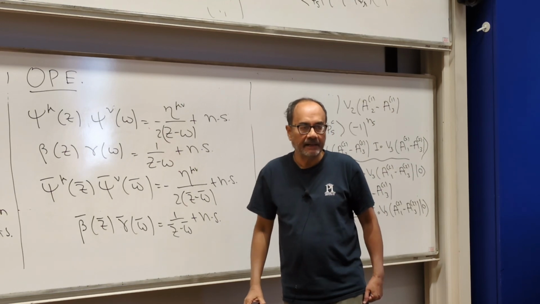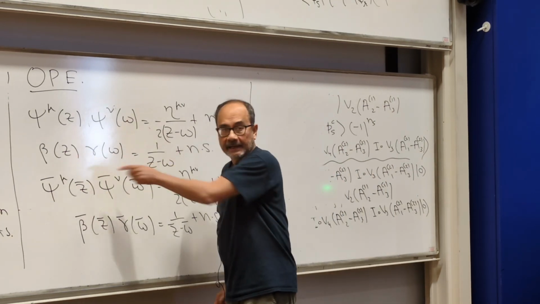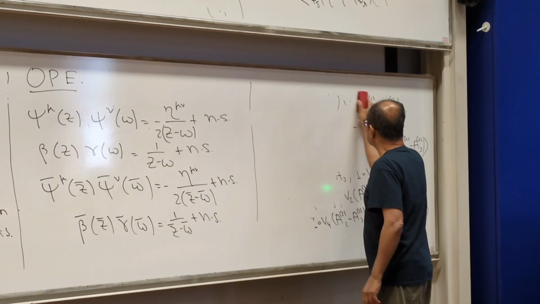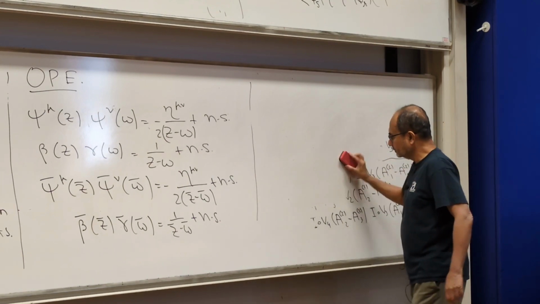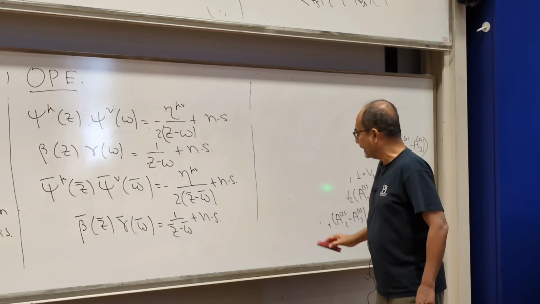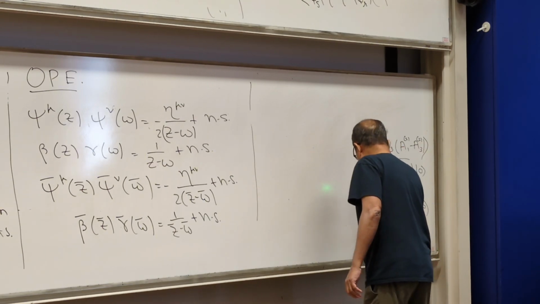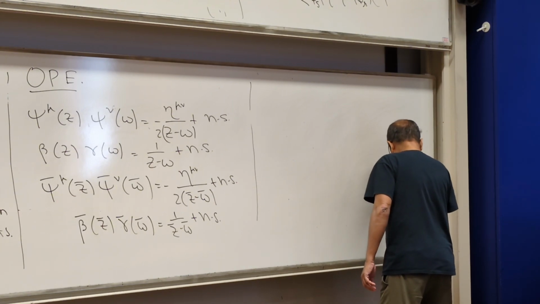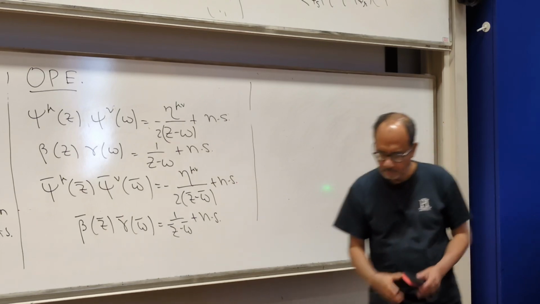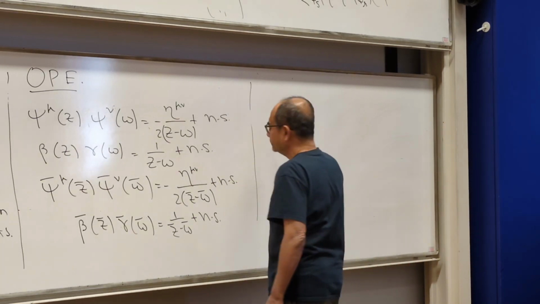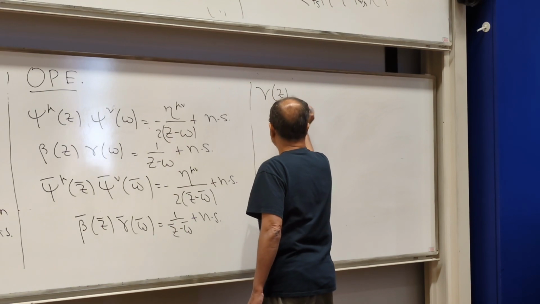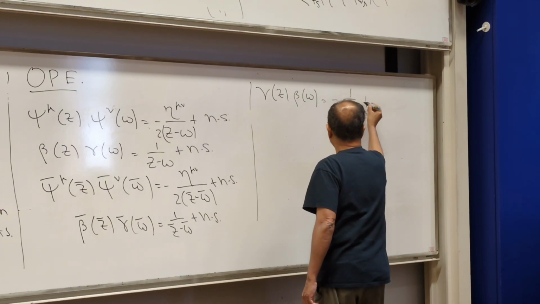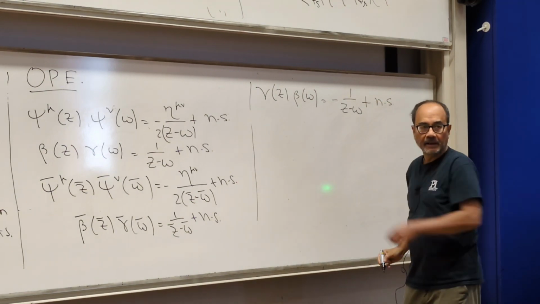We'll have an extra minus sign when you write it in the first minus second argument. Okay, I'll write it. Gamma of z beta of w will be minus 1 over z minus w plus non-singular, and similarly for the antiholomorphic part.